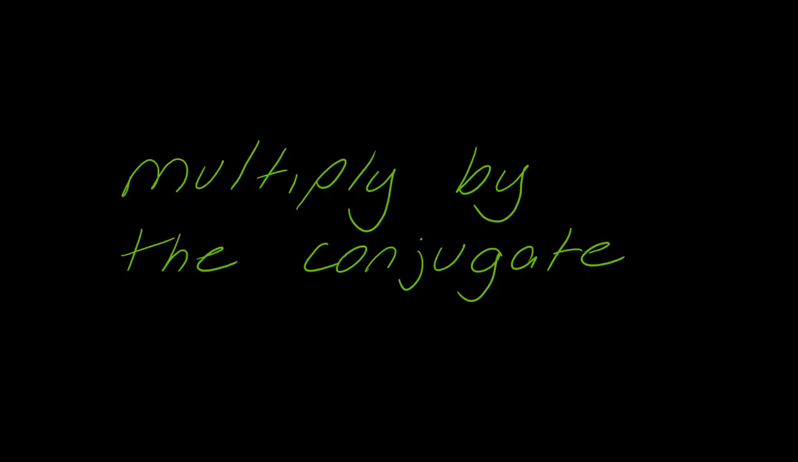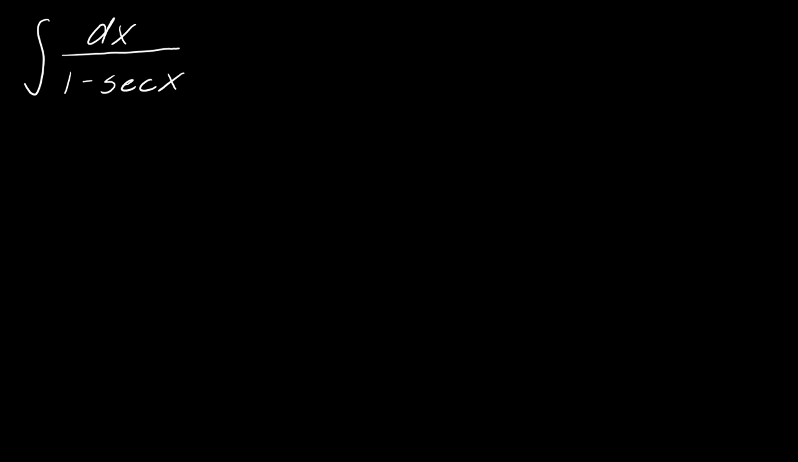So now let's talk about multiplying by the conjugate. Okay, so this is another trick. So I have dx over 1 minus secant squared x. So in this case, again, you just hit a brick wall right away, right? There's no way to substitute with this. So sometimes if you have an expression that you could easily multiply by the conjugate, sometimes this works.